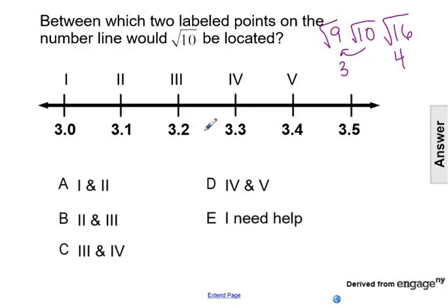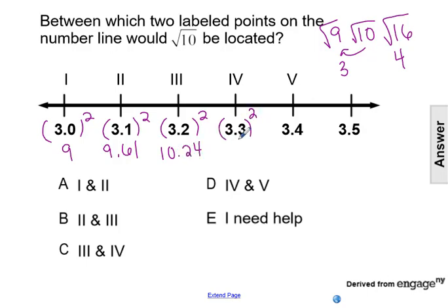Well, now that we have our numbers, let's actually square those numbers and see which one comes closest to 10. So we already know that 3 squared is 9. 3.1 squared, or 3.1 times 3.1, is 9.61. 3.2 squared, let's show we're squaring these numbers. 3.2 squared, or 3.2 times 3.2, is 10.24.